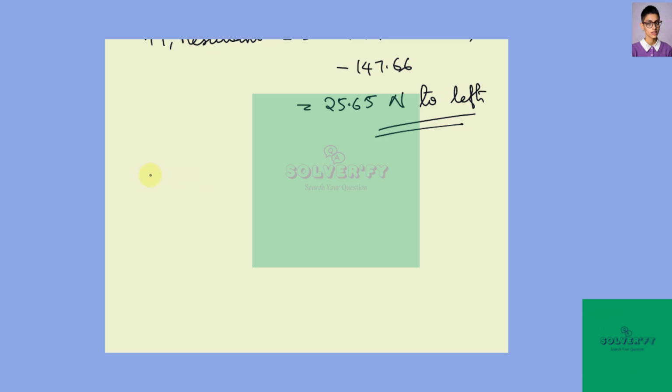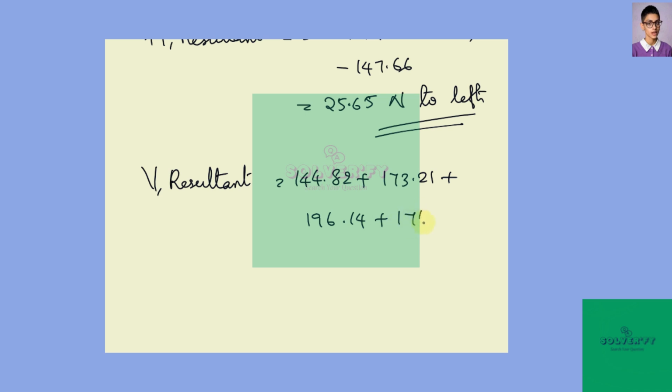And the vertical component resultant is equal to 144.82 plus 173.21 plus 196.14 plus 176.34, and it will be equal to 694.72 Newton. So this will be Newton upward.